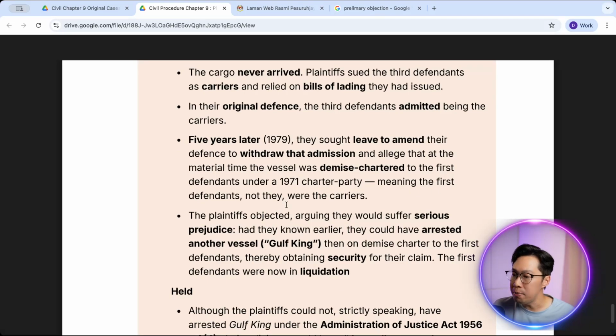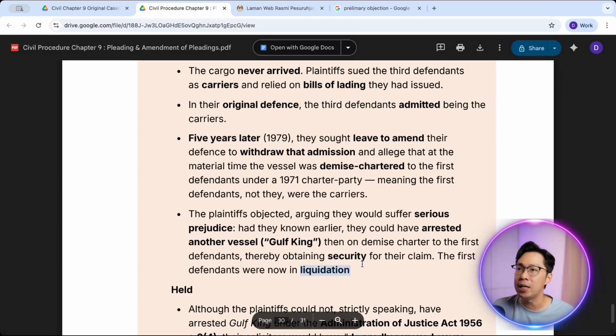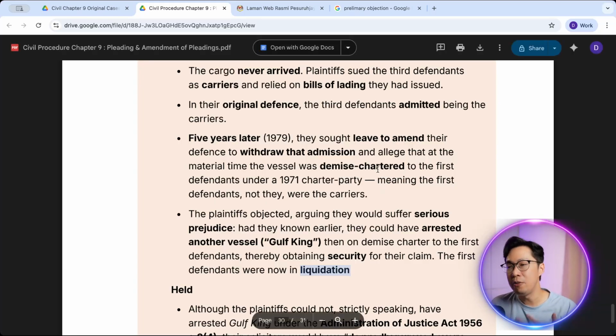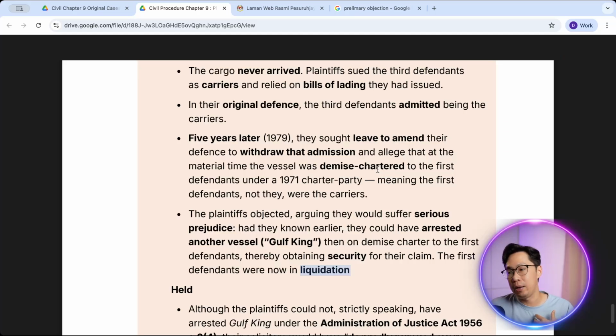Then meaning you want me, the plaintiff, to go after the first defendant. But the first defendant, now after 5 years, already went bankrupt. Even if I go after the first defendant, what money can I claim? I can't claim anything. So that you cannot amend. Because if you amend, defendant, it will leave me with nothing to take back. Because of your own fault, defendant.